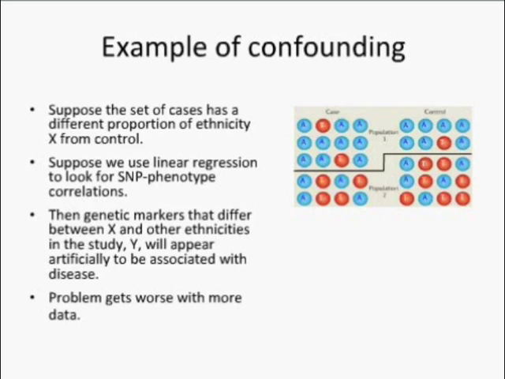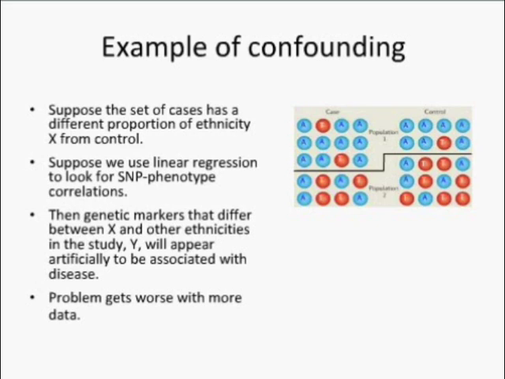It turns out that in this data, there are actually two populations of people. You can think about them as different ethnicities. In population 1, there are more A's than T's, and in population 2, there are more T's than A's. And it just so happens that in the cases there are more people from population 1, and in the controls there are more people from population 2. So that gives you a false signal.